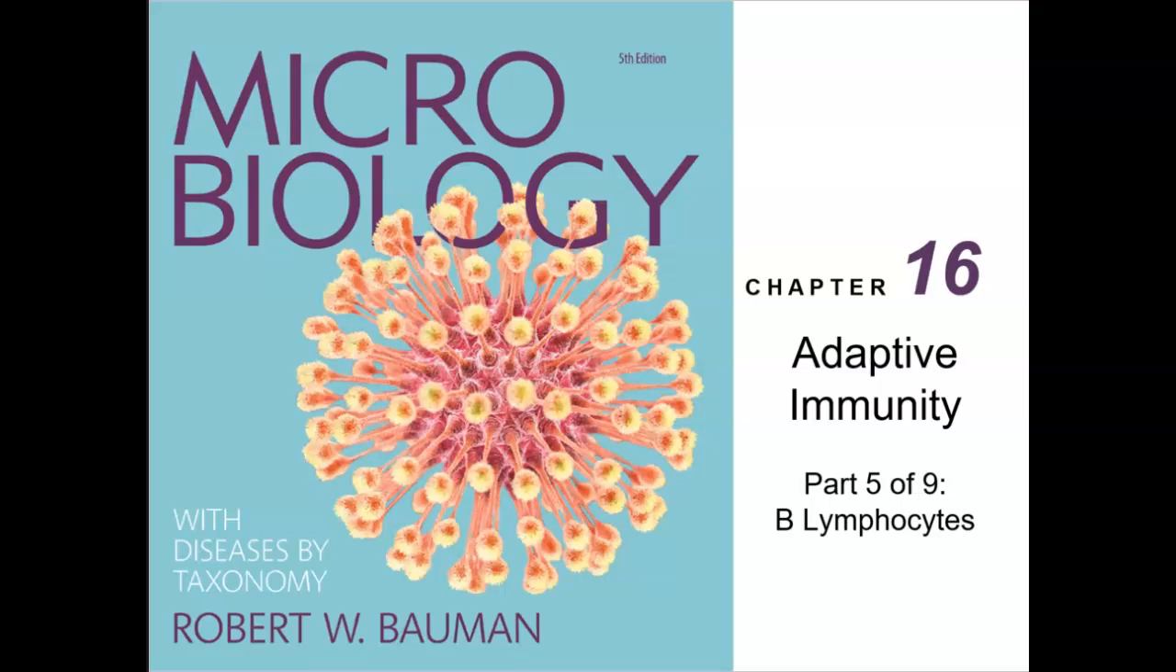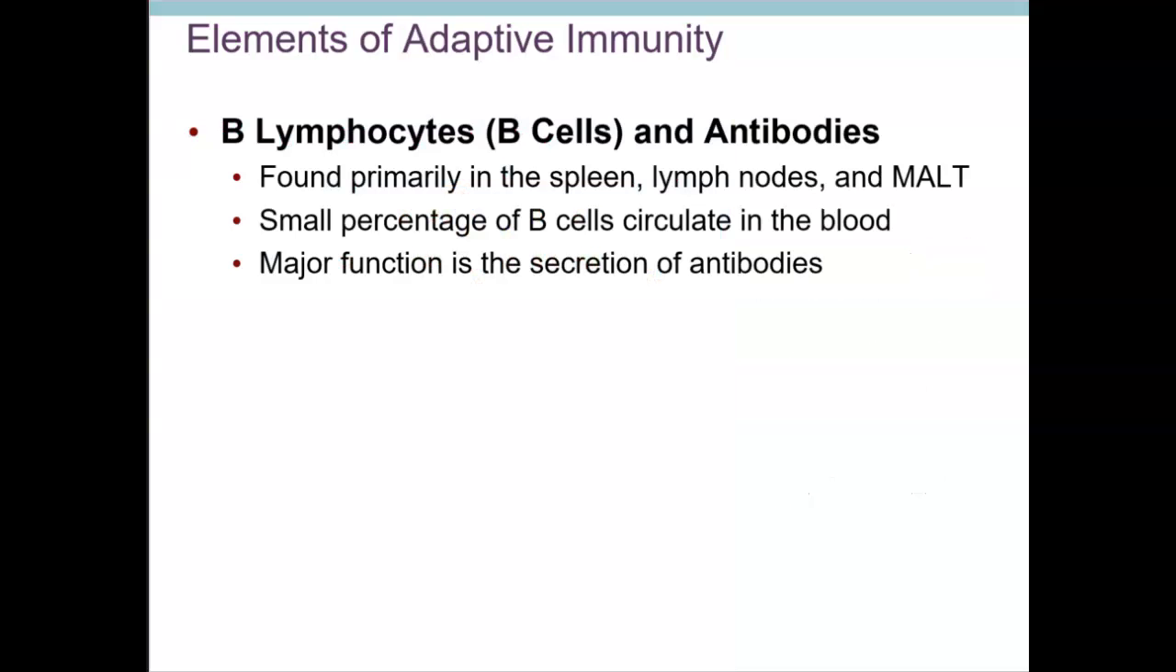Chapter 16, Part 5. B lymphocytes. These guys do what is called humoral immunity. They make antibodies. So this part of the immune system, the B lymphocytes or B cells, and the antibodies they produce are found in the spleen, in lymph nodes, and in mucosa-associated lymphoid tissues, so in the mucosas.